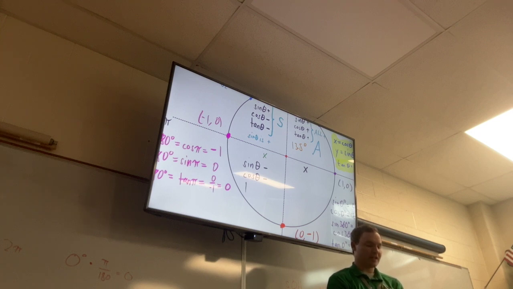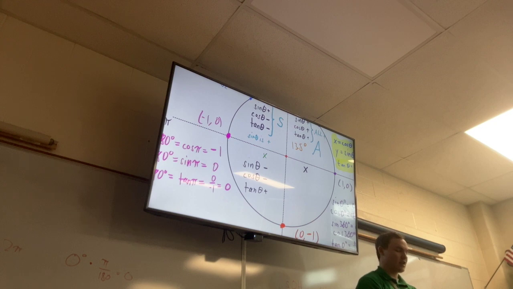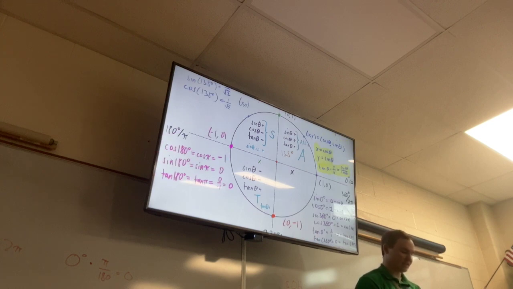And tangent. What's tangent going to be here? It's going to be positive, right? Because tangent is equal to sine over cosine. Here, that means I'm dividing a negative by a negative. That gives me a positive. So this third quadrant here, I call this the T quadrant as well, because tangent is positive. ASTC.